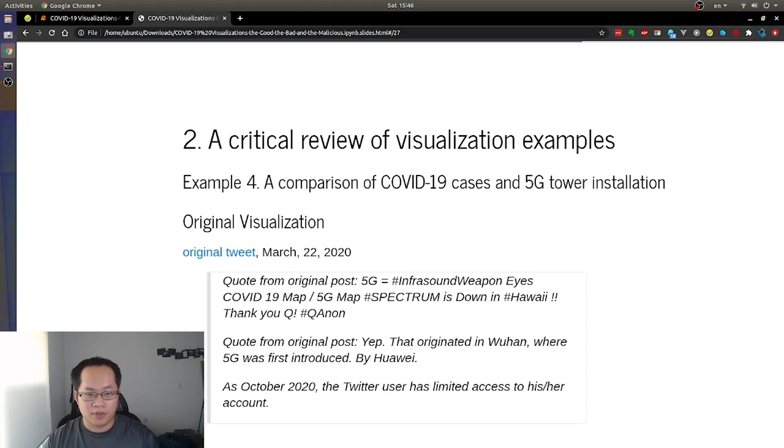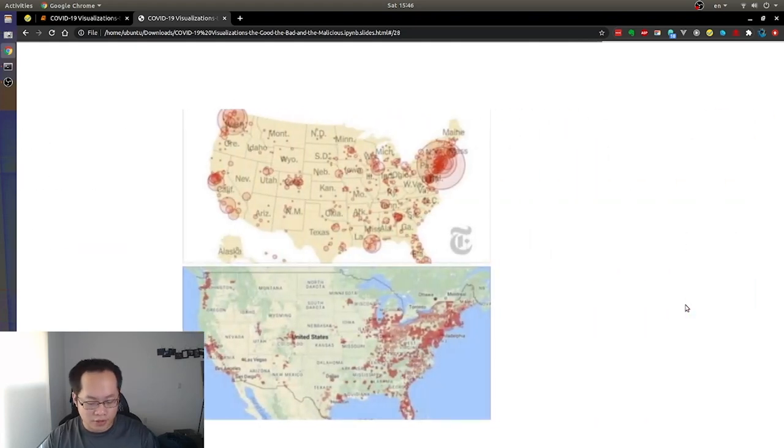All right, let's look at the last one. It comes from a tweet, and it was captured on March 22, 2020. Here are some interesting quotes. It mentions that the virus originated in Wuhan, when 5G was first introduced by Huawei. However, by October 2020, the Twitter user has limited access to his or her account. So if you click this original tweet, you probably cannot see it anymore. This is one of the most popular conspiracy theories about COVID-19 online.